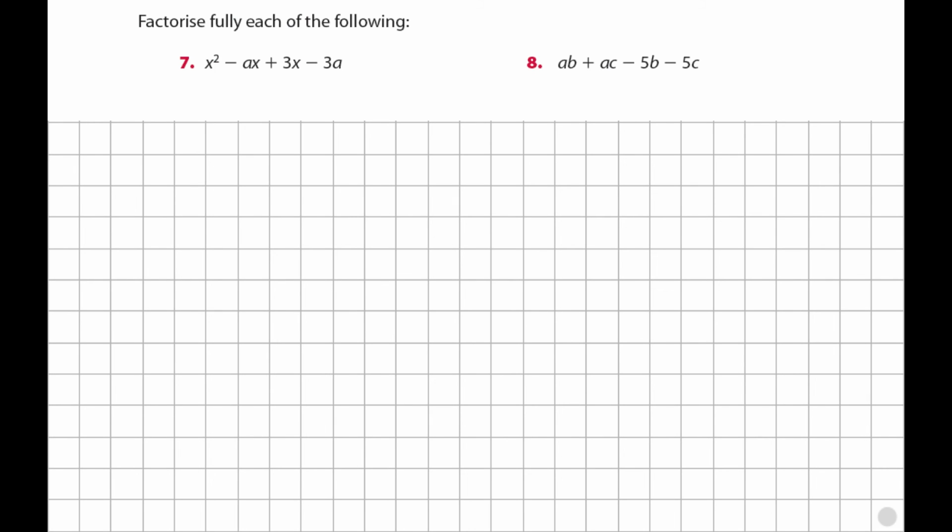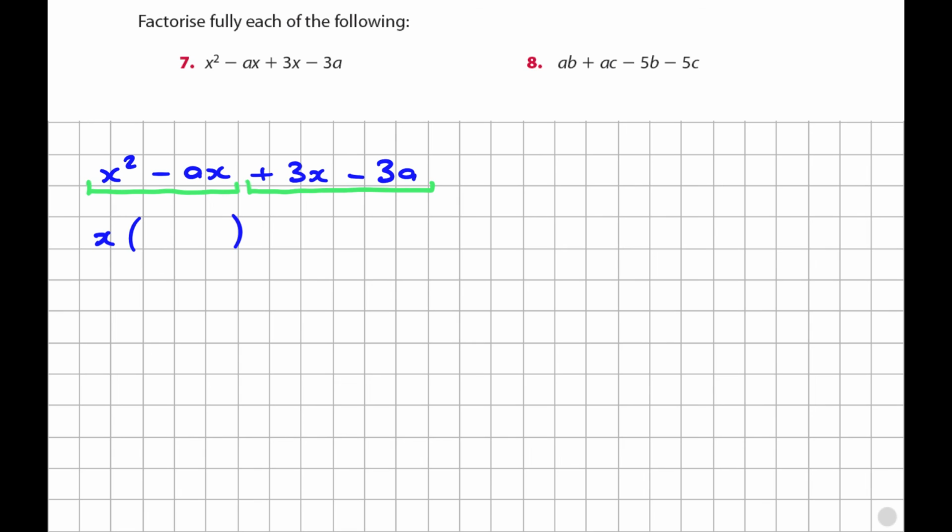So, question 7. You can see in this question we've got 4 terms: 1, 2, 3, and 4. So I'm just going to write out those 4 terms and we'll go from there. So, x squared minus ax plus 3x minus 3a. What I need to do when I have 4 terms is take the first 2 and put them together, and take the last 2 and put them together. So if I look at the first 2, I have to take out what's common for the first 2, and what's common for the first 2 is x.